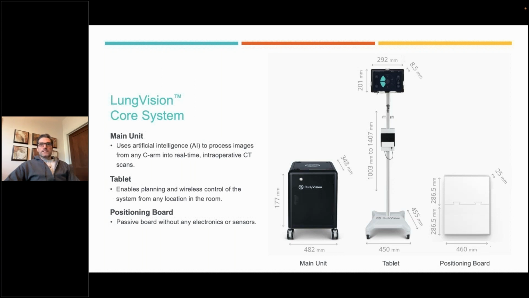It's, again, wireless. And then there's a positioning board, which, for anybody who's used EBUS, looks similar to it, but again, there are no wires attached to it. It's a board that has radiopaque targets in there to help with their AI-driven algorithms. And again, that can be used on any table that allows for fluoroscopy, and it can be used with any C-arm.